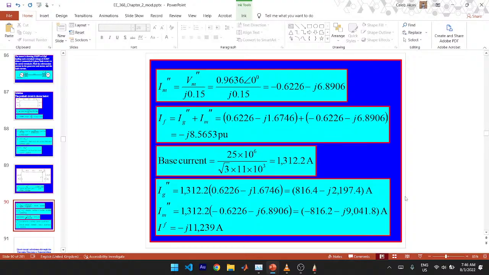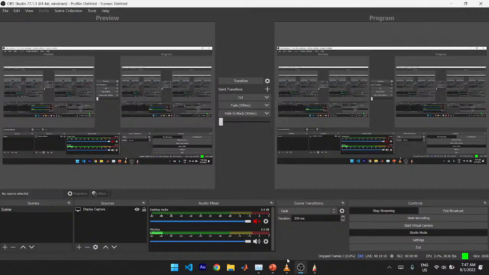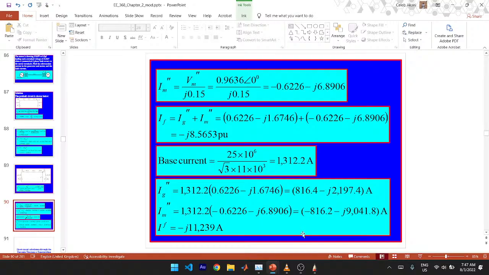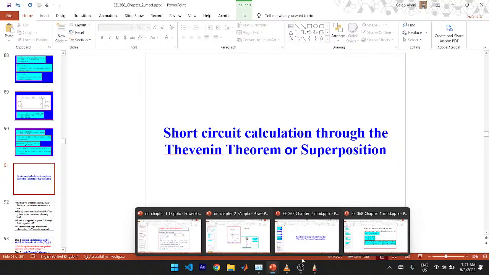So IF is here, it's a sum in per unit. Find your base current, multiply this by base current, and then you find it. All right. So this is how you use the direct method to evaluate the things, to do the loaded system in the symmetrical fault analysis. Now let's see how to use the Thevenin method.